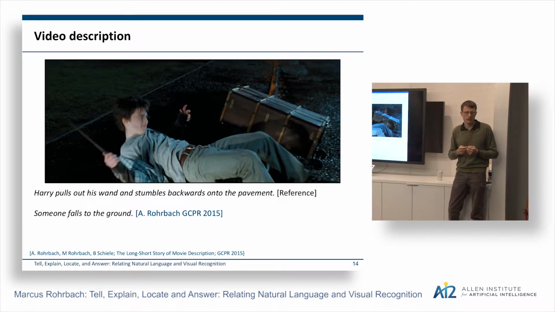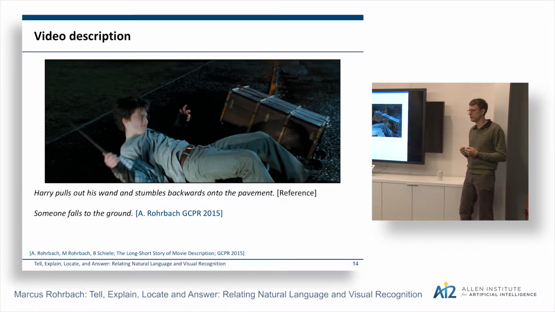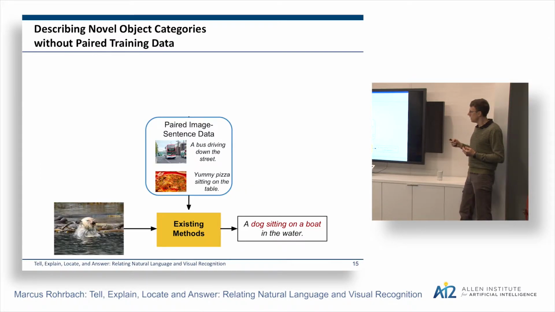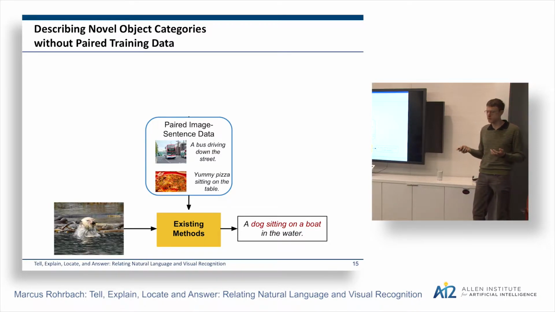So that's what I want to look at in the first part of my talk. How can we describe objects which haven't been frequently enough in the paired training data but we still want to caption? So let's go back to images for now. For example, if you want to describe this image of an otter, most systems to do that use Microsoft COCO as paired training data, so an image and a sentence description. But otter doesn't appear in Microsoft COCO. So what the typical system would say, that's the output from our system, is a dog sitting on a boat in the water. That is maybe reasonable, but doesn't say anything of otter, so it's probably useless.